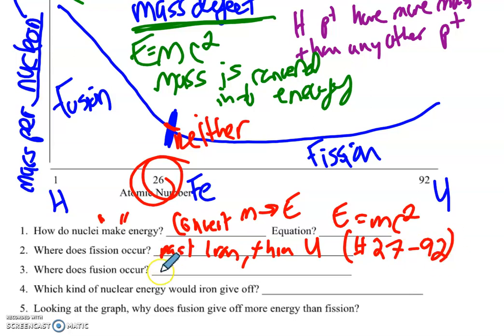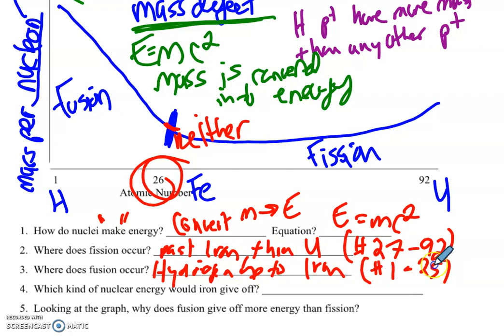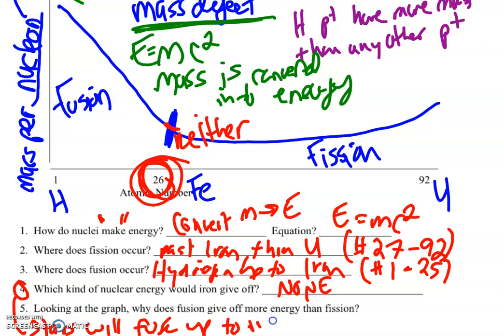Where does fusion occur? It occurs from hydrogen up to iron. So that's atomic numbers 1 through 25. And poor iron is stuck in the middle and can't undergo either process. So what kind of nuclear energy would iron give off? None. It will not give off any nuclear energy. And this is the reason stars will fuse up to iron and then they will die. Maybe with a supernova or maybe just slowly going out.